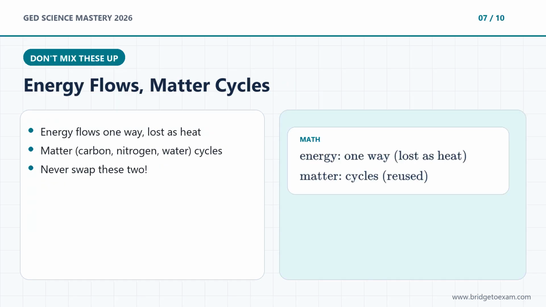This is the single most tested contrast in the whole topic, so let's be crystal clear. Energy flows one way. It enters as sunlight, passes up through the levels, and is steadily lost as heat. It never loops back. Matter, on the other hand, cycles. The carbon, nitrogen, and water are used over and over. Photosynthesis and respiration pass carbon back and forth, and bacteria move nitrogen through the soil. So say it with me. Energy flows through and is lost as heat, but matter cycles round and round.